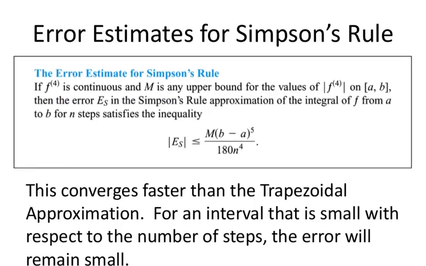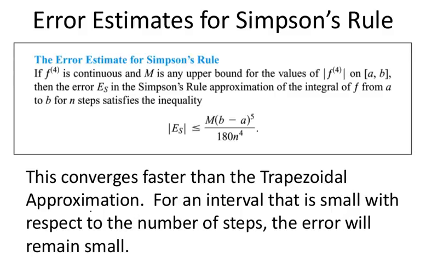But for Simpson's rule, holy cow, look at this. Yes, you have a fifth power in the exponent here, and yes, as b minus a, as your interval of integration grows, you have a very, very quickly growing error, but you're dividing that error by n to the fourth. So as n becomes large, the denominator is big O of n to the fourth. And that's a pretty fast rate of growth.